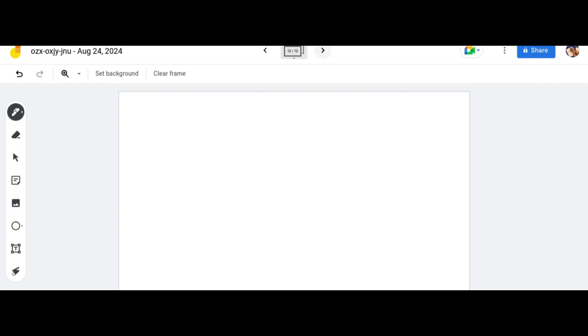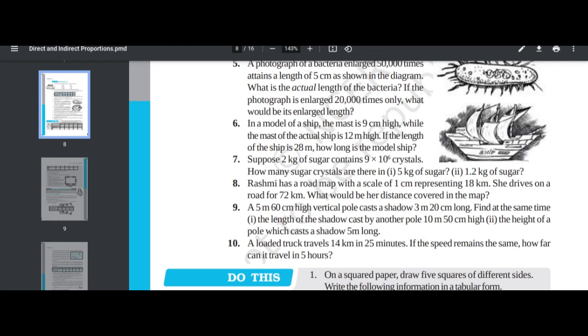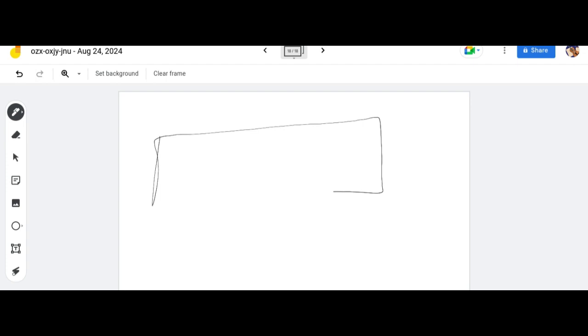Now we have to do the second table. In the second, they told me the height of the pole which casts a shadow of 5 meter long. It means that the first case will remain the same, but here we don't have the height, the shadow is given but not the height of the pole. The table will look like this. The first: the height of the pole is 5.60 and the shadow for the 5.60 is 3.20.